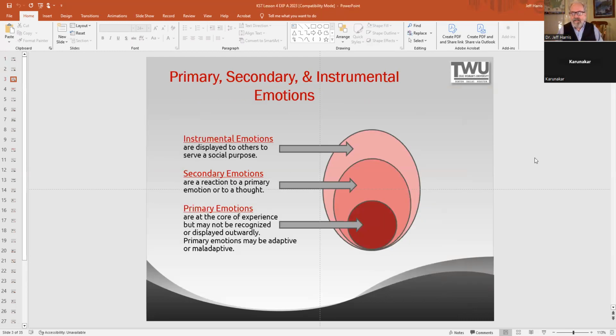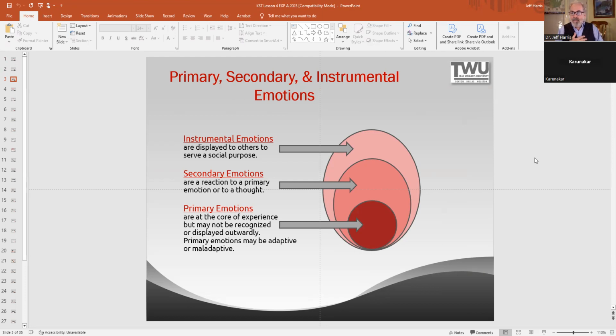So one of the important concepts in emotion-focused therapy is the distinction between primary, secondary, and instrumental emotions. So we're going to read this figure from the bottom up. At the core of our emotional experience are primary emotions, but they may not be recognized or displayed outwardly. And primary emotions may be adaptive or maladaptive. So our purpose in emotion-focused therapy is to help clients find primary emotions that are adaptive. So that's our target, primary adaptive emotions.